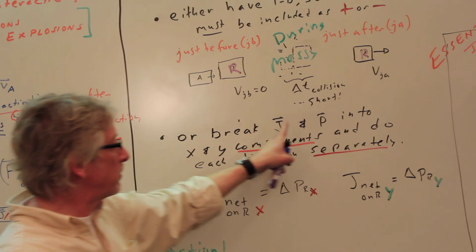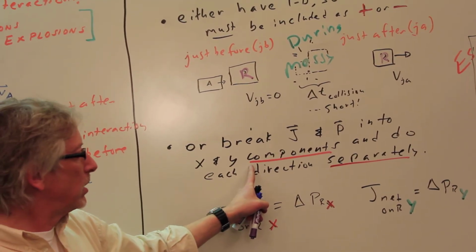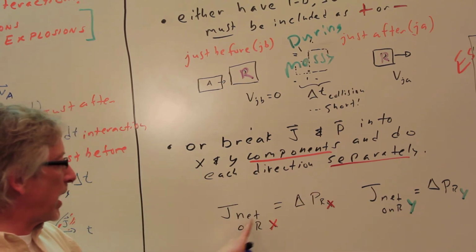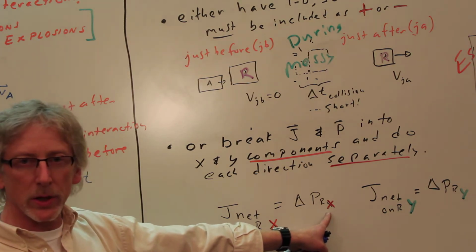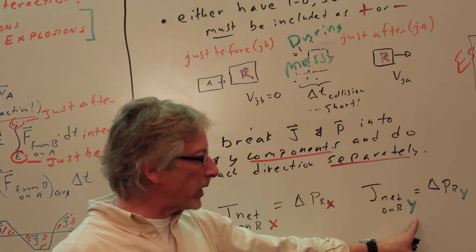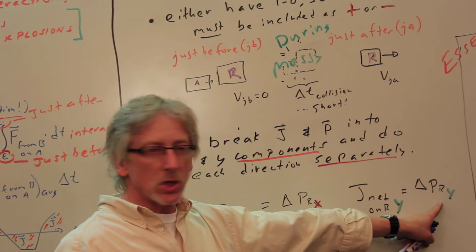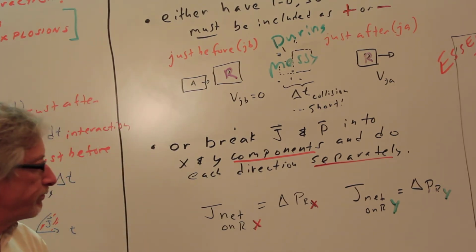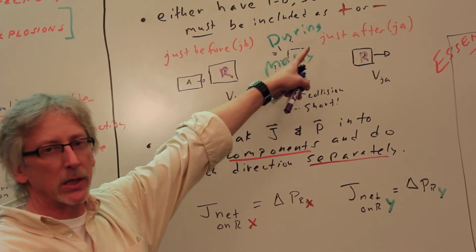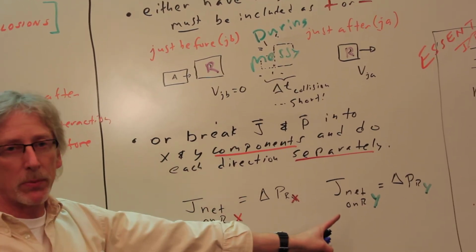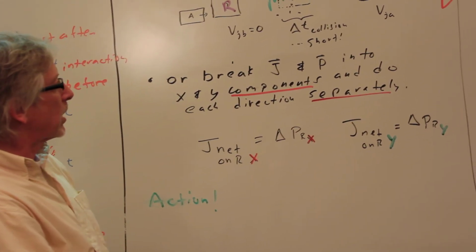However, there are different ways to deal with that. Or you can break the momentum and impulse up into x and y components in 2 or 3D and do each direction separately. The net impulse on R in the x direction causes a change in momentum of that object in the x direction. The net impulse on R in the y direction, all the y components of the impulses, equals a change in momentum in the y direction. Got it? So you have to deal with direction. 1D, plus or minus; 2D, break it into components. Impulse is a vector, momentum is a vector. All right? And that's how we deal with it.